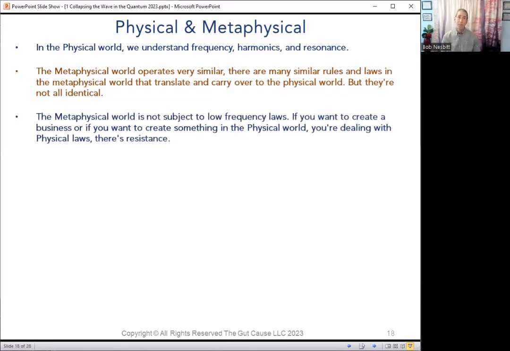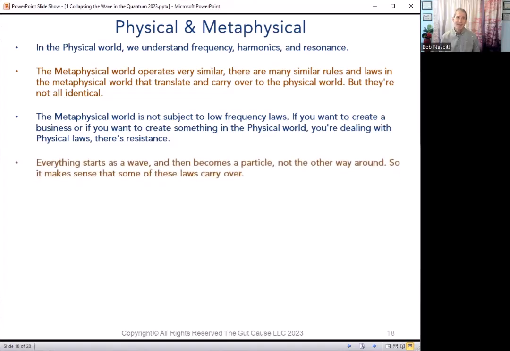If you want to create a business, or if you want to create something in the physical world, you're dealing with physical laws. There's resistance. It's low frequency by its very nature. And that's okay, because that's where we're at. Everything starts as a wave and then becomes a particle, not the other way around. So it makes sense that some of these laws carry over.